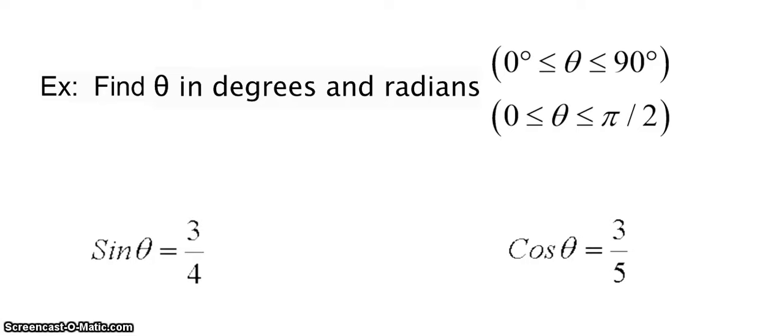Alright, we want to find theta in degrees and in radians. Notice we have these restrictions on them, and this is what I was talking about, we're finding just acute angles right now. So theta is going to be between 0 and 90 degrees, or between 0 and pi halves. It could be 0 or 90, and it could be 0 or pi halves. So we're going to find the answer both in radians and degrees. All that means is changing the mode on our calculator.